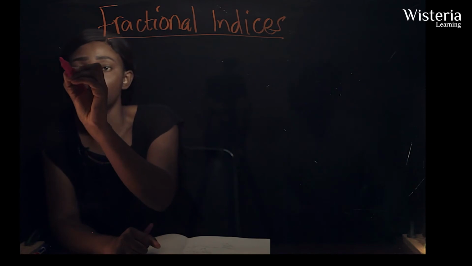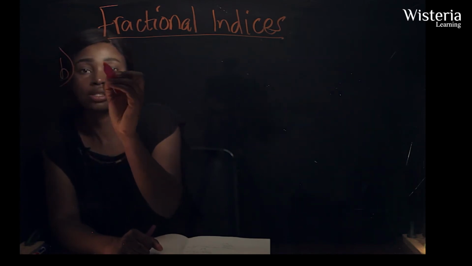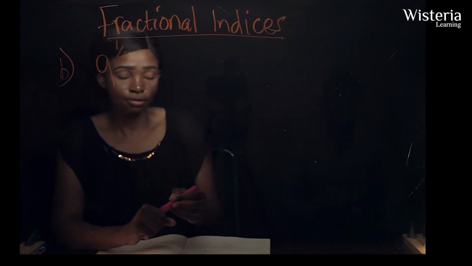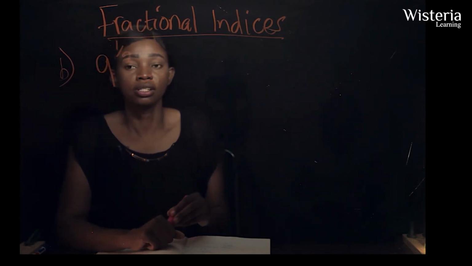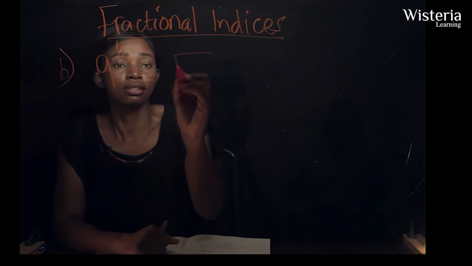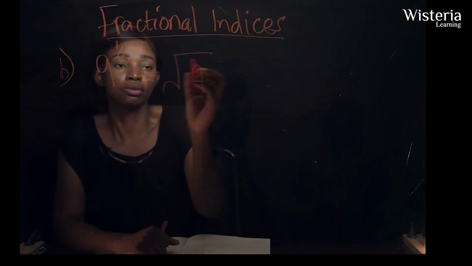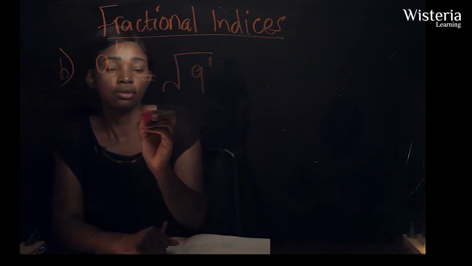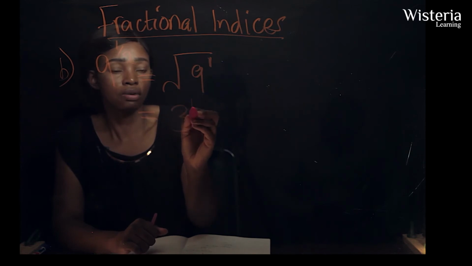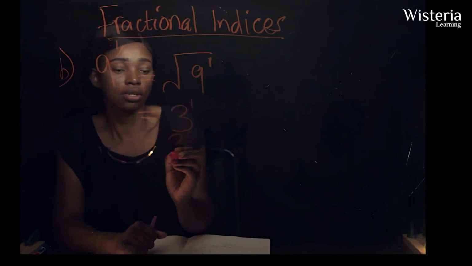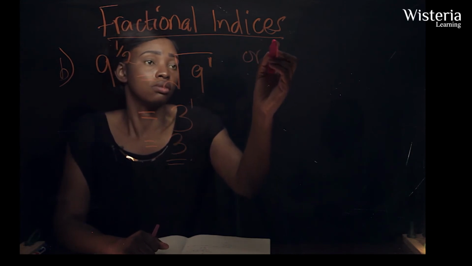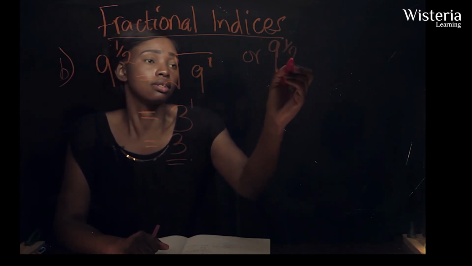Another example we can look at on fractional indices is 9 to the power half. Using our law of indices, we can say this will be the square root of 9 to the power 1. We know that the square root of 9 is 3, so 3 to the power 1, which will give us 3. Or the same question can be solved like this.